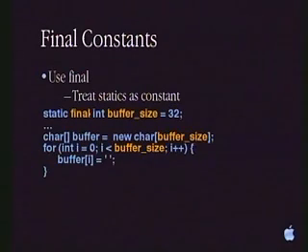Use final constants or static finals. This basically specifies that the variable, say in this case buffer size, is a constant, and the compiler can treat that as a constant all the way through the code and optimize, do constant folding. In this example, we know that the character array that we're allocating is a fixed size. We know that the initialization of the buffer in the loop is going to iterate a fixed number of times. So take advantage of that by making sure that you declare your statics as final if they're going to be constant throughout your execution.